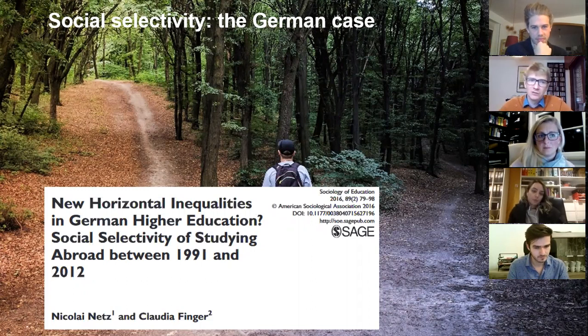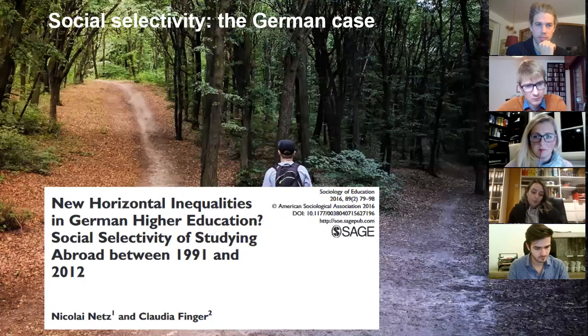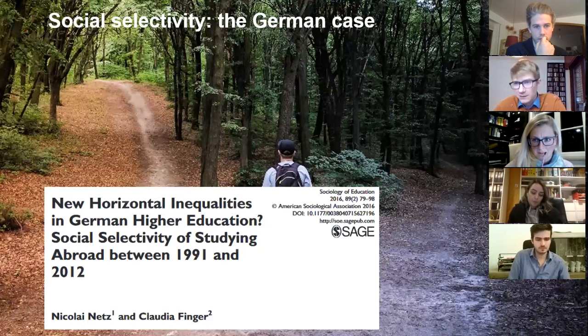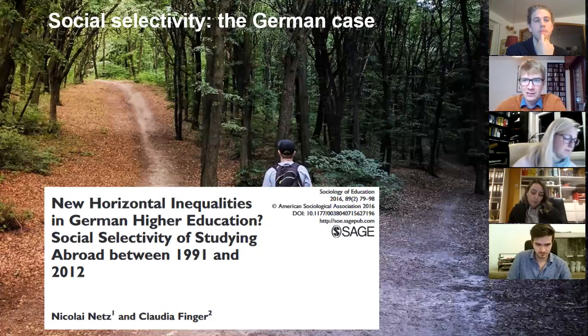And so I have two small studies that I would like to highlight, which are very nicely done, in my opinion, that illustrate the Bourdieuian capital and how they impact international student mobility. The first one is a paper by Nikolai Netz and Claudia Finger. They had this very nice quantitative data set between 1991 and 2012, where they could investigate over time whether the social selectivity of studying abroad was increasing, decreasing, or remaining the same.